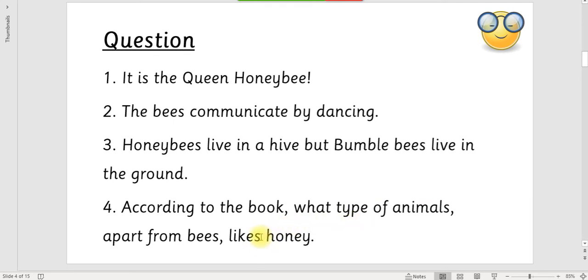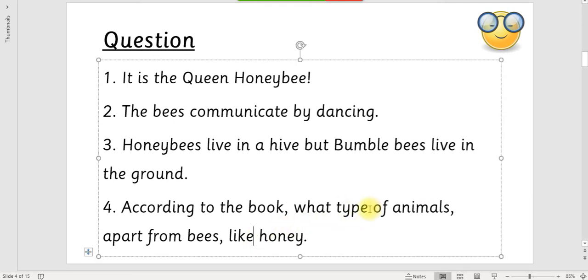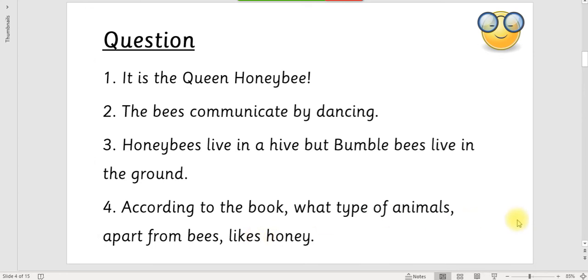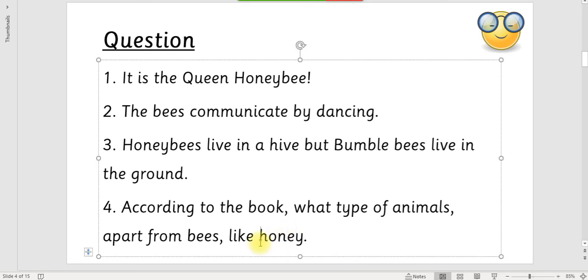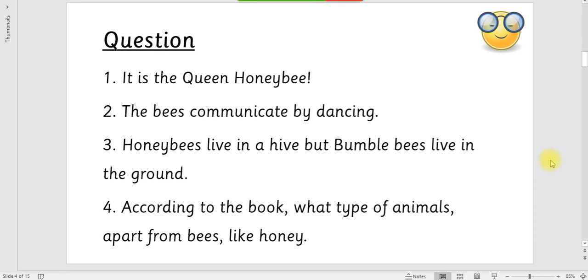Likes honey? That should be like honey, shouldn't it? What type of animals like honey? Is that right? No, it should be like honey. Grammar lessons with Mr. Phillips. There we go. According to the book, what type of animals, apart from bees, like honey?